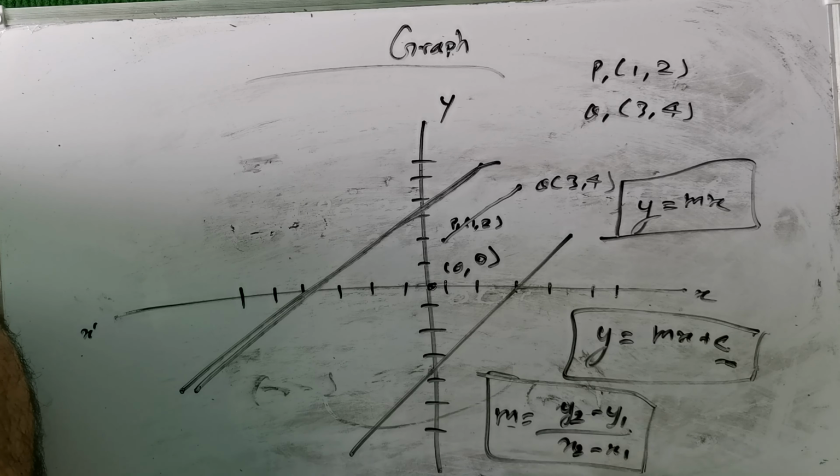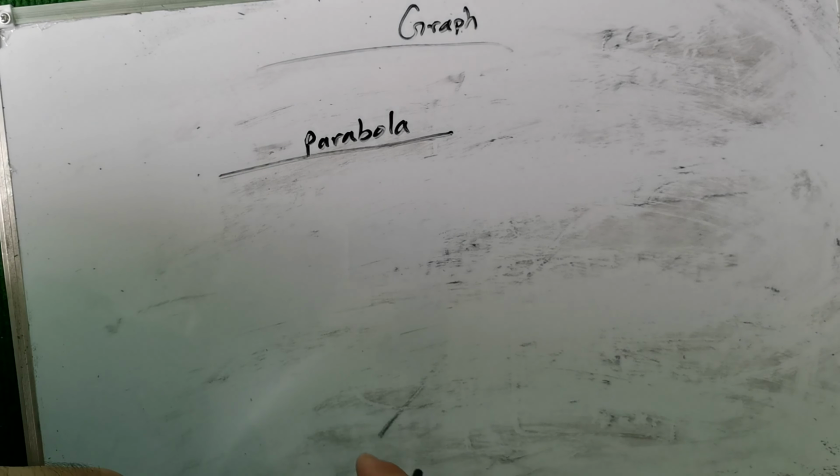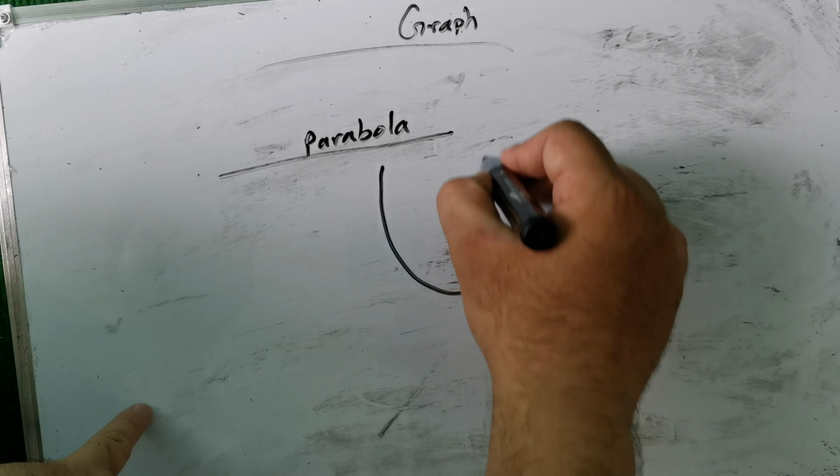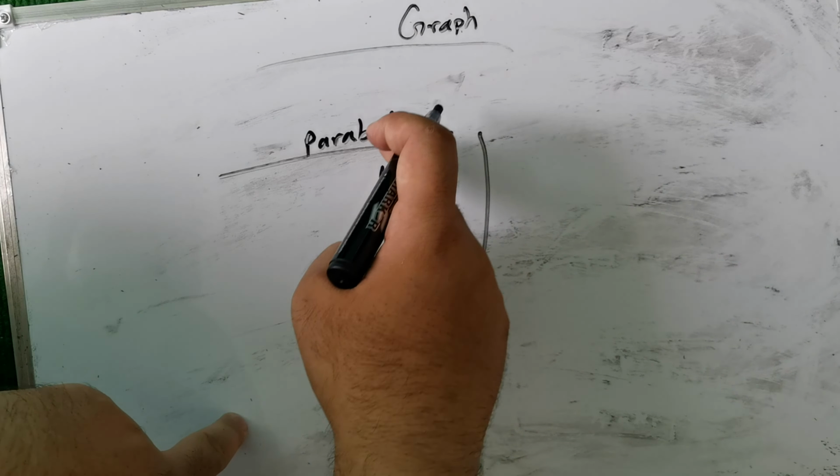What is the equation of parabola? This type of diagram is known as parabola. Here y is equal to kx square. When k increases, the curve also increases. The k is the coefficient. This is the equation of parabola.